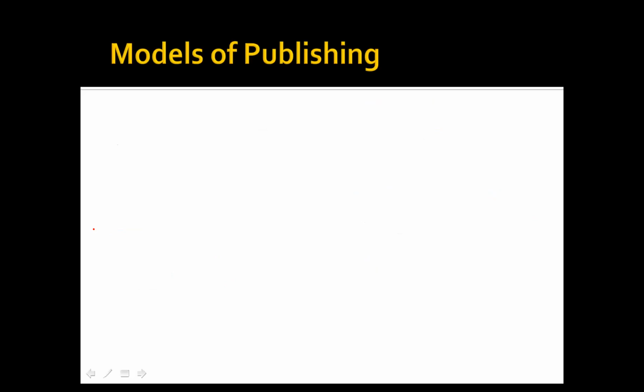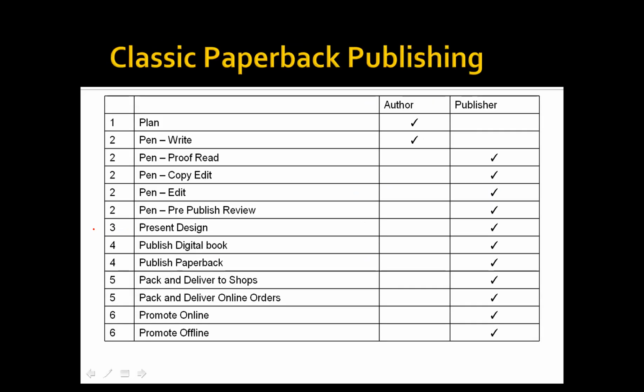Now we will see a few models of publishing. So this is the classical paperback publishing. The author plans for the book and writes the book. The publisher does the subsequent steps. So the first step, planning, is by the author. Second step, writing, also by the author.